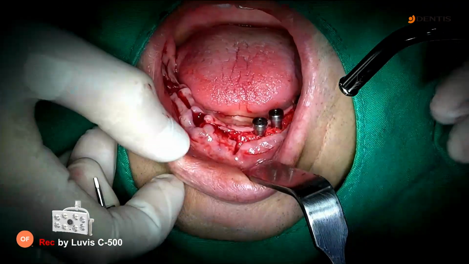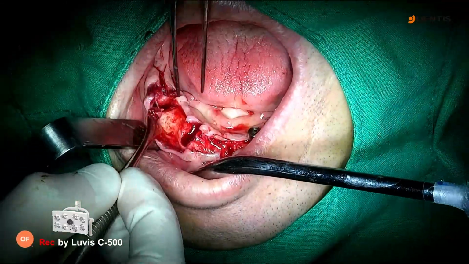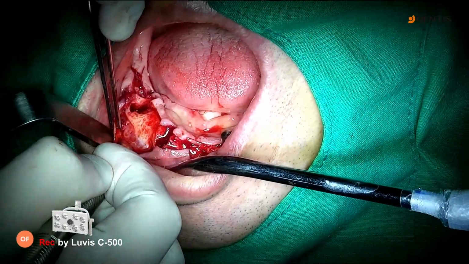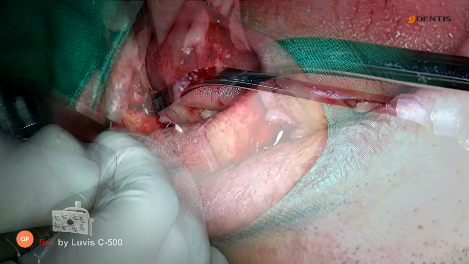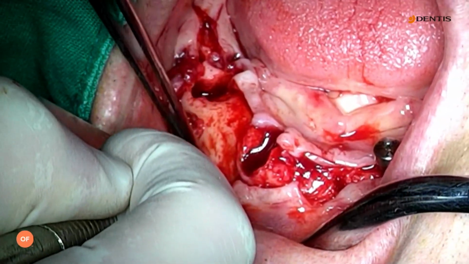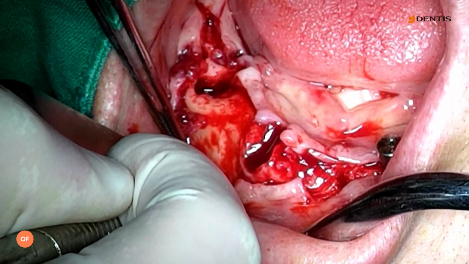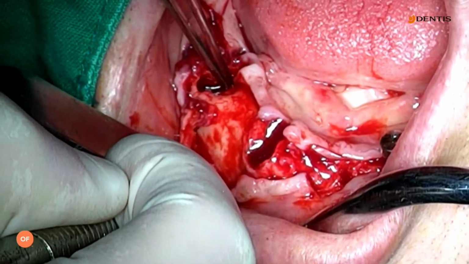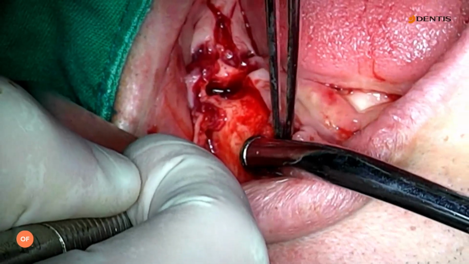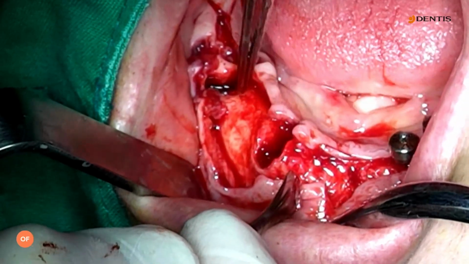Okay, next one. I will check the lower right side. So maybe this is the first molar, maybe this is the second premolar area. So grossly, this is the inferior mental lobe position. Can you feel? This is the mental lobe. So that means I want to change the implant position, because the first molar, and then this is the first premolar, and the canine is here. So canine, first premolar, first molar area.